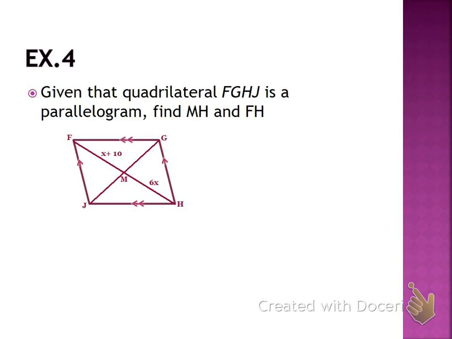Given that this quadrilateral is a parallelogram, find MH and FH. Before we can find MH and FH, what do you think we need to solve for? X. We need to solve for x. Once we know x, we can plug it in and find these segments. What equation could we set up to solve for x?